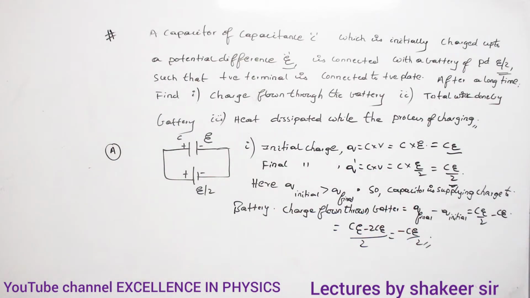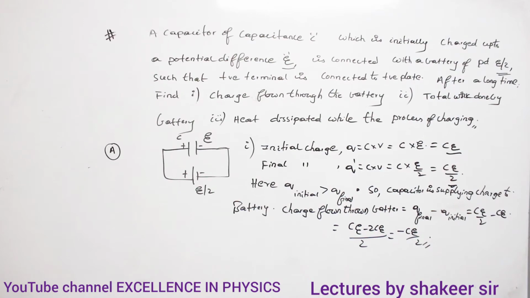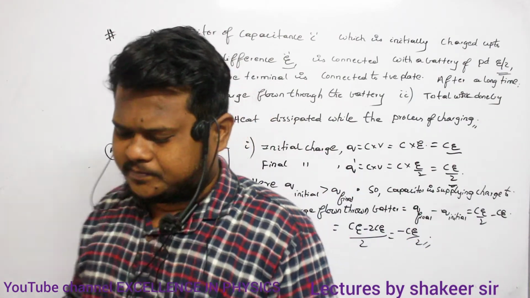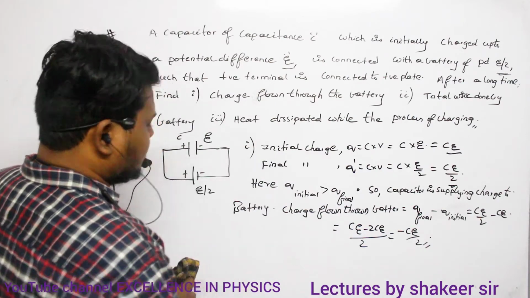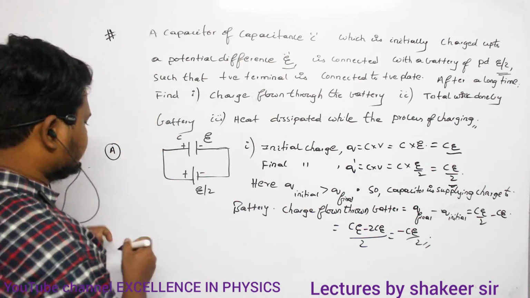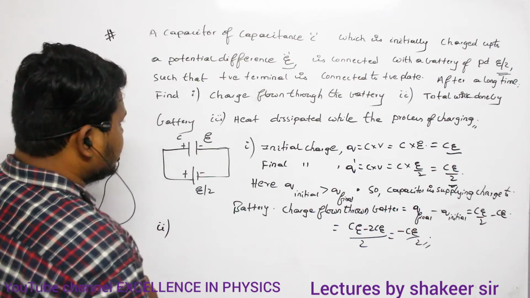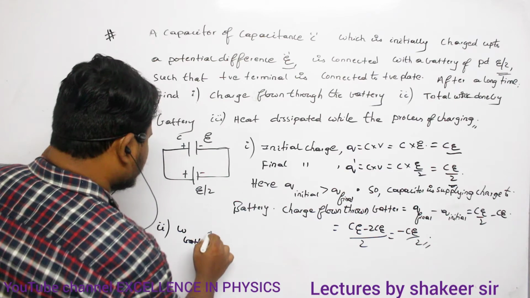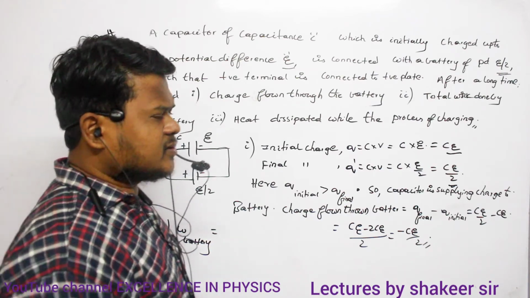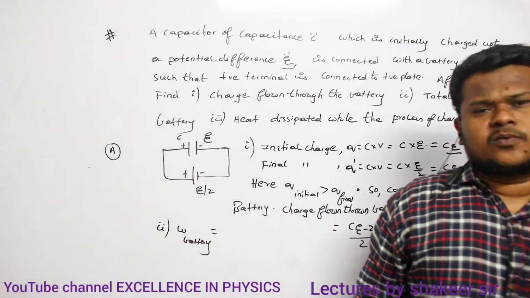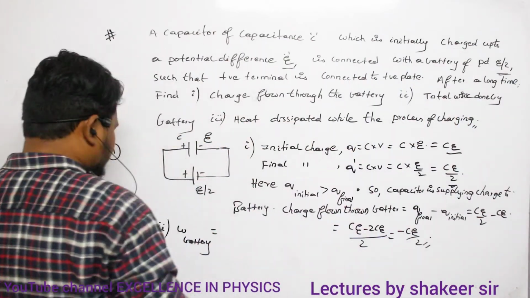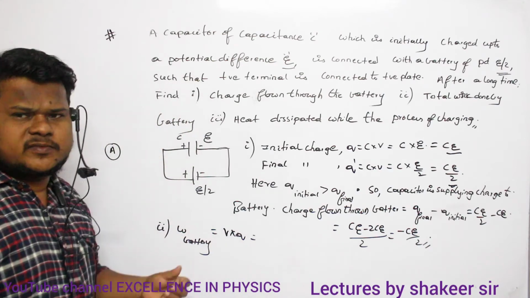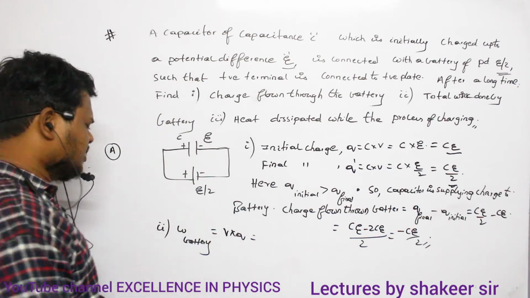Then see what is the next question he is asking. The next question he is asking is the total work done by the battery. So what is the formula for total work done by the battery? So the second one we are trying to do here is work done by the battery. In the last class we have already studied, what is the formula for work done by the battery? Work done by the battery is W equals V into Q. This is the formula. Clear?